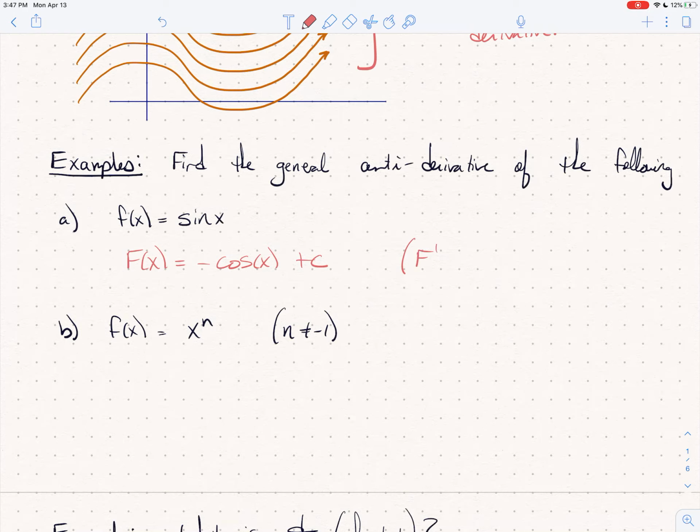Check. How do you check these? You compute big F prime. The derivative of minus cosine is minus minus sine, which is sine of x. The derivative of c, a constant, is just 0. So you can always check if you found the antiderivative by taking its derivative, and you should get back the original function.